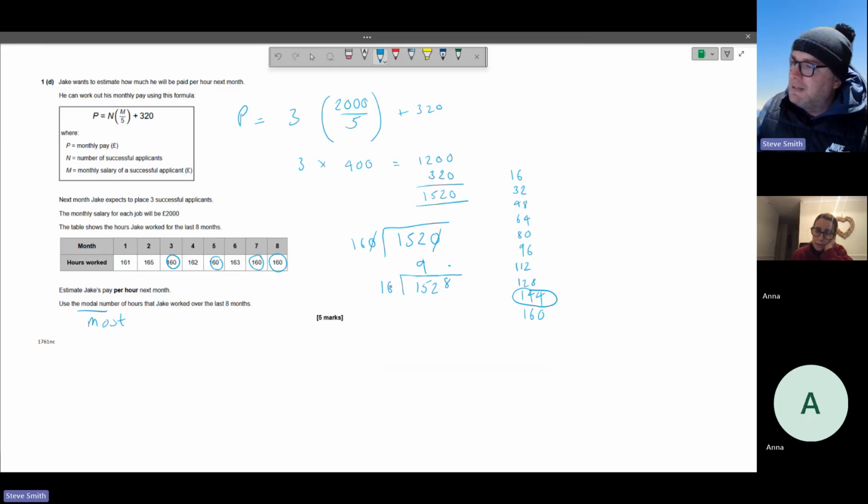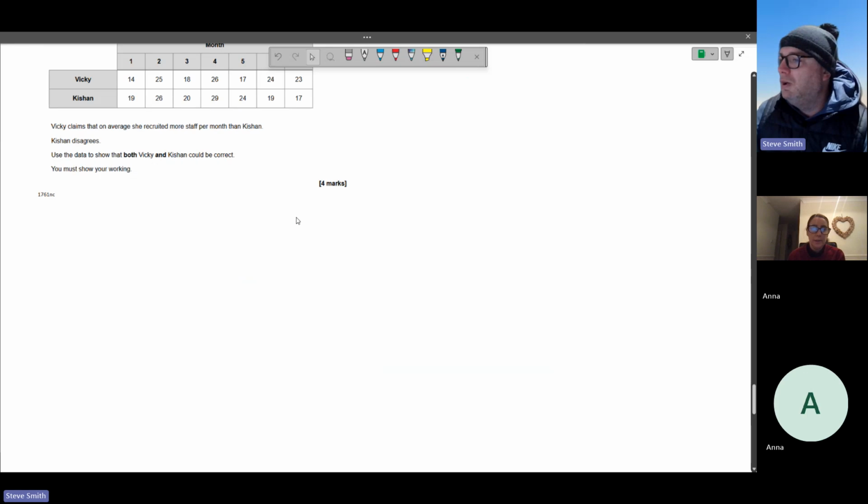And then 16s into 8 don't go. So we put the decimal place in there. And so now we can go 16s into 80. Okay, 1, 2. And the reason when we put a decimal place in there, we put a 0 on the end. 1, 2, 3, 4, 5. So we can see it goes in 5 times. So he's getting paid £9.50. Okay, that is the answer.